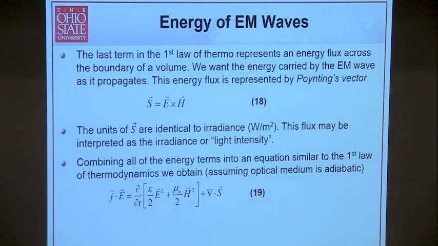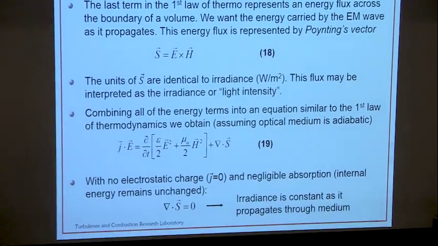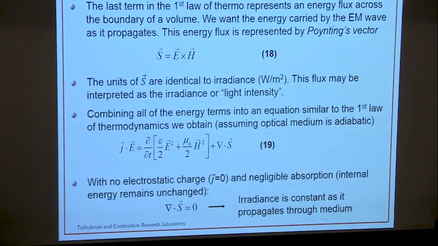All right, so if we combine all these things together, we get an equation that's very similar to the first law, okay? So again, we assume the medium is adiabatic. You end up with this expression. Well, we can go one step further and say we don't have any electrostatic charge, J is equal to 0. We established that earlier. And if we have negligible absorption, if we don't absorb any photons, the internal energy remains unchanged, right? What this tells us is J dot E goes to 0, the internal energy change goes to 0, and del dot S is equal to 0. So this means that the radiance is constant as it propagates through the medium.